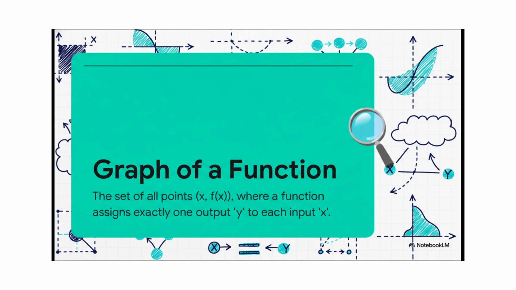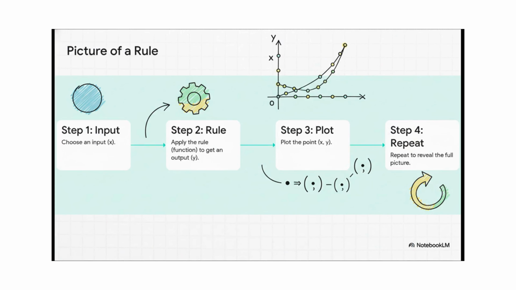Okay, so let's get the official textbook definition out of the way. A graph is just a set of points where for every x you plug in, the function spits out exactly one y. It's all very precise, but honestly, that's a little dry. Let's think about it a different way. Let's call this the 5th grade explanation, because it's that simple.